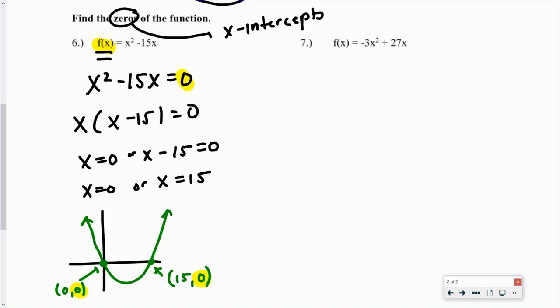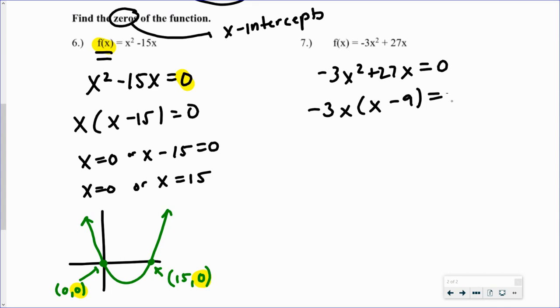Second one, the same deal. Negative 3x squared plus 27x equals 0. We're trying to find the zeros or the x-intercepts of this function. In this case, I would factor out a negative 3x, and that's going to give us negative 3x times x minus 9. So negative 3x equals 0, or x minus 9 equals 0. So x equals 0, or x equals 9.